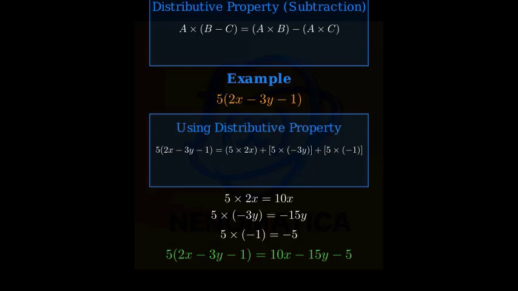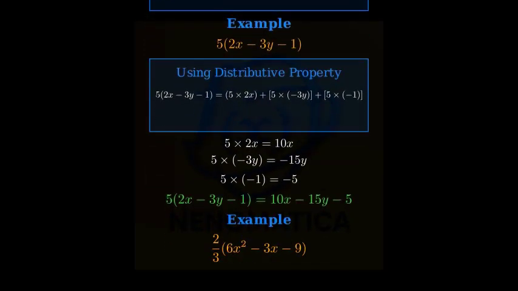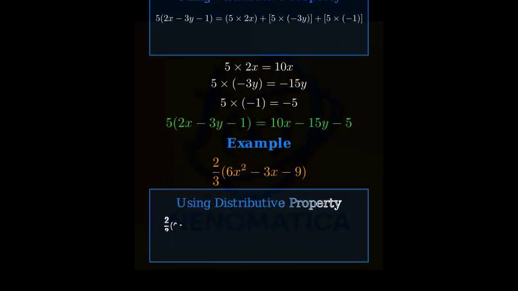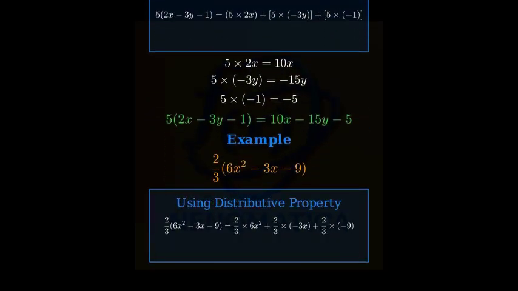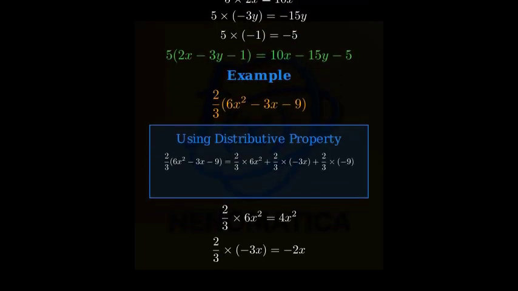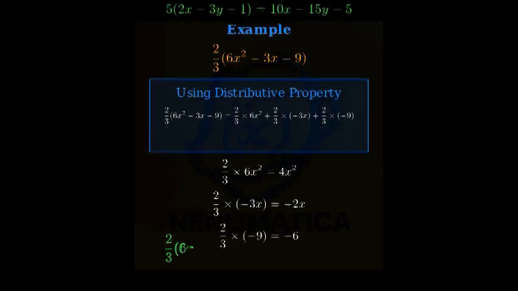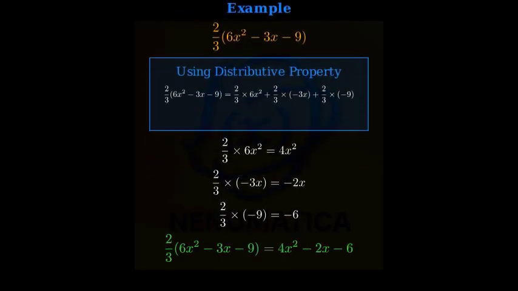Now, let's look at a slightly more complex example. Here we want to multiply 2/3 by the expression 6x squared minus 3x minus 9. Again, we'll use the distributive property to multiply each term inside the parentheses by 2/3. First, 2/3 times 6x squared equals 4x squared. Next, 2/3 times negative 3x equals negative 2x. Finally, 2/3 times negative 9 equals negative 6. Combining these results, our final answer is 4x squared minus 2x minus 6.